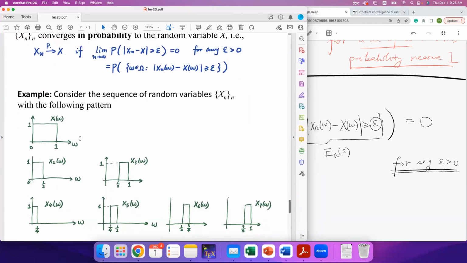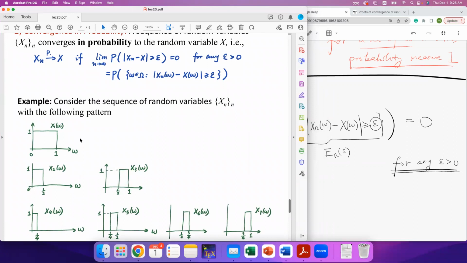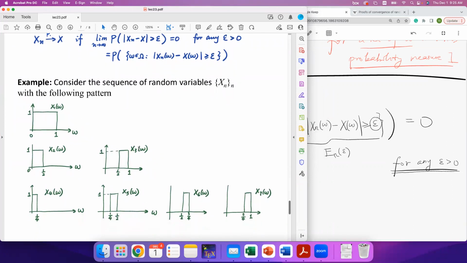And we can check this simple example that illustrates the idea of convergence in probability. Now we have this sequence of random variables. Again, each random variable is defined on the omega space between 0 and 1. And we specify these random variables, these functions, as follows. X1 is a constant function on this omega space, so it's constant 1. And then starting from X2, it is only supported on half of the omega space. So it's 1 within this half interval and 0 otherwise. X3 is a shifted version of X2 to the right-hand side. So it is 0 in the first half and 1 in the second half.